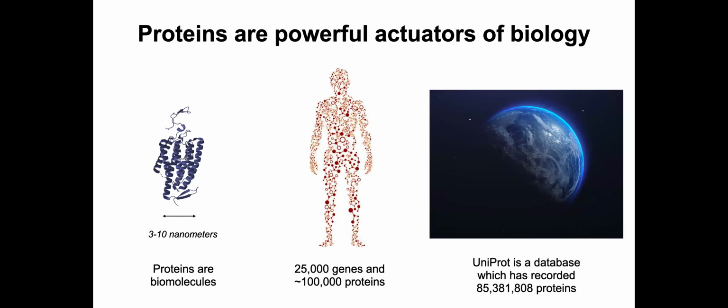The motivation behind this, of course, being that proteins are these powerful actuators of biology. I think this audience is fairly familiar, but proteins are biomolecules on this length scale of 3 to 10 nanometers, so quite small. And they're responsible for precisely modulating nearly every cellular process. In our body, we can think of on the scale of 100,000 proteins, which regulate the different processes in our body. And UniProt, this large database, has recorded on the order of 85 million unique protein sequences that exist.